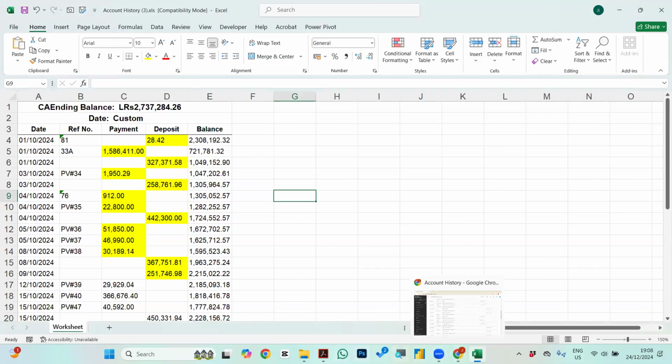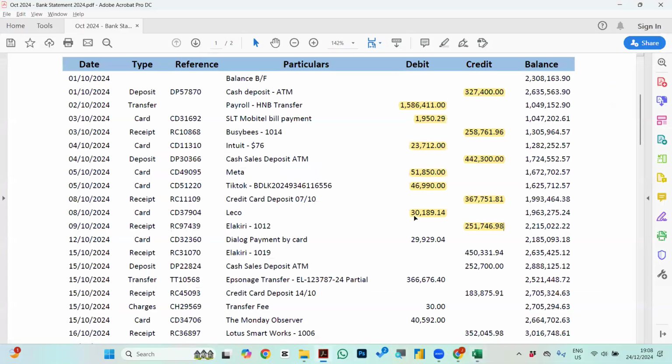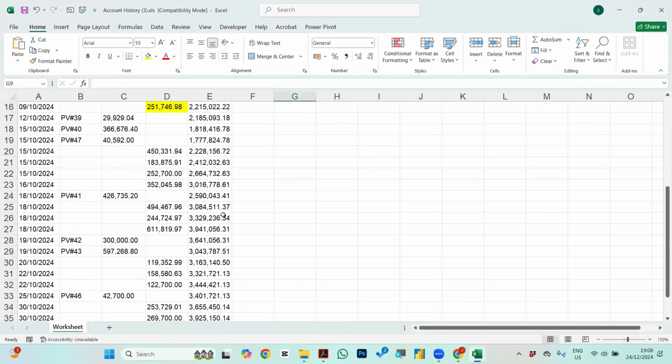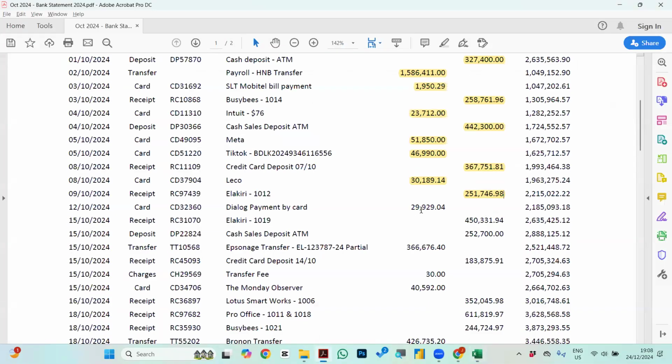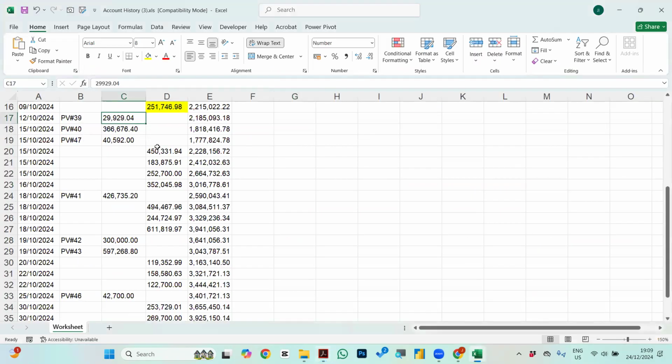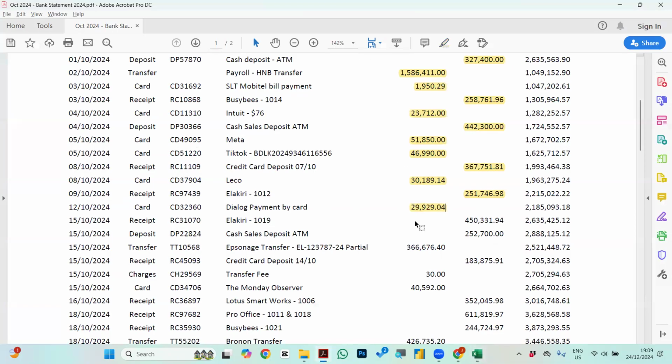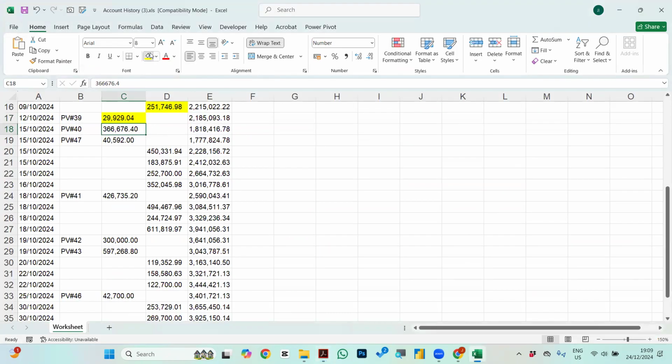And then I also have the bank statement from the bank. So I'm now comparing one by one if they are matching. Yeah, that's where we are, just to give you a heads up. So 29,929 is there. So I'm highlighting this one. 29,929.04. 366,676. Yes, this payment is there. 366,000 is already there. Next one is 4594.